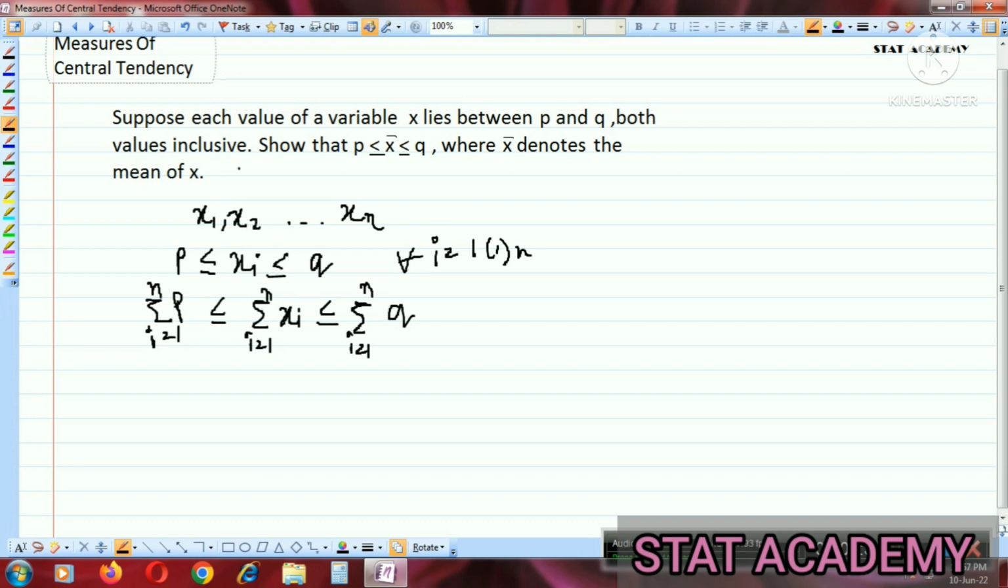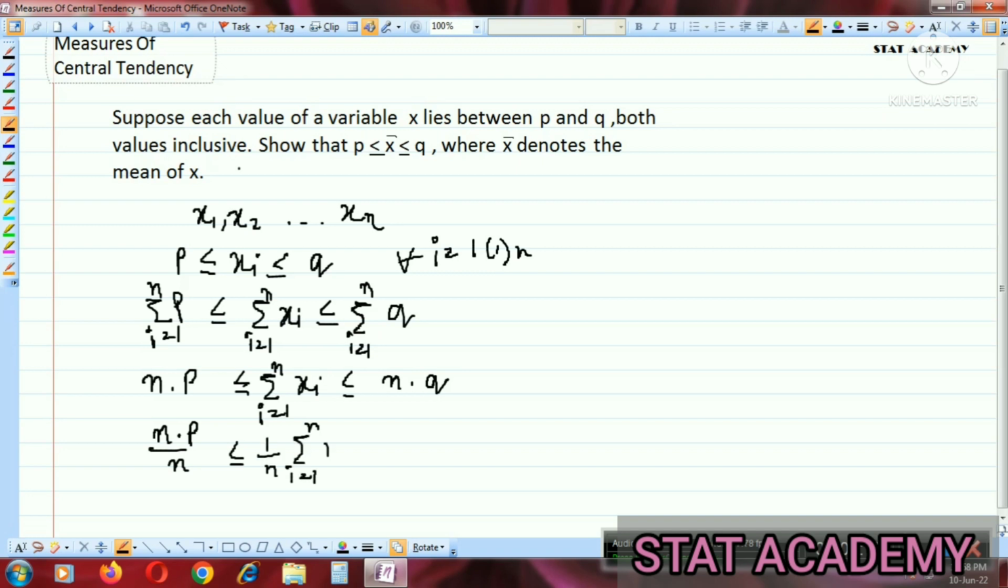As p is a constant term, if we sum this constant p up to the nth term, we have p plus p up to the nth term, and it will give n into p, which is less than or equal to summation over i from 1 to n of xi, which is less than or equal to, again q is another constant, and if we add this value up to the nth term, it will give n into q. Now if we divide the whole inequality by n, then we have n into p divided by n is less than or equal to 1 by n summation over i ranging from 1 to n of xi, which is less than or equal to n into q divided by n. If we cancel n on both sides, then we have p is less than or equal to, we know that 1 by n summation xi means x bar or arithmetic mean, which is less than or equal to q. Hence we proved our above statement.